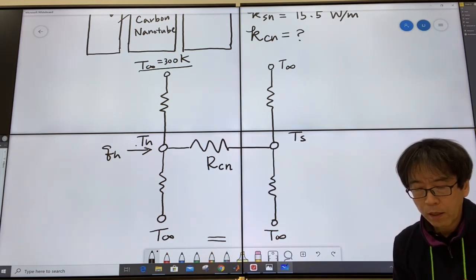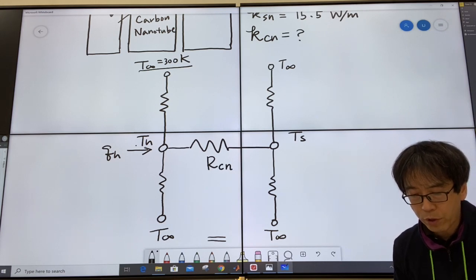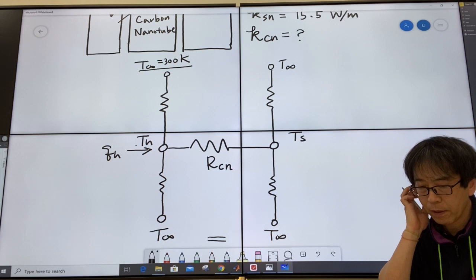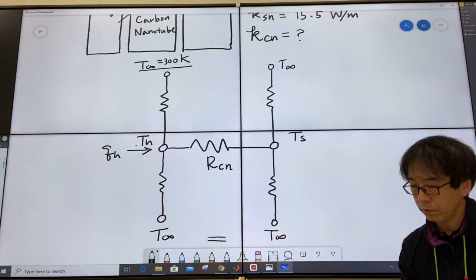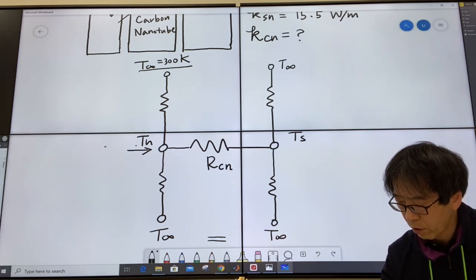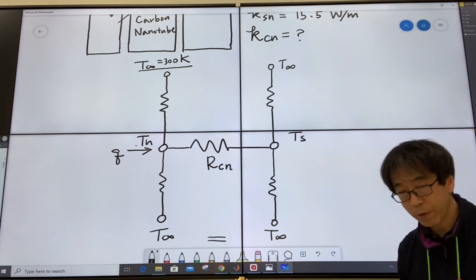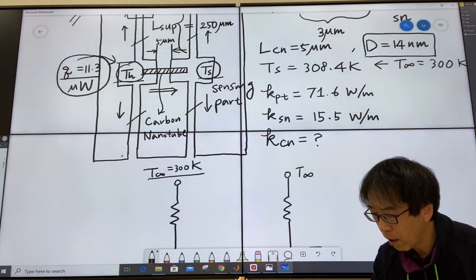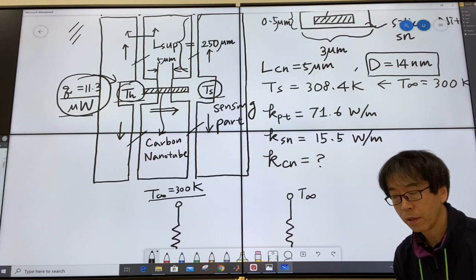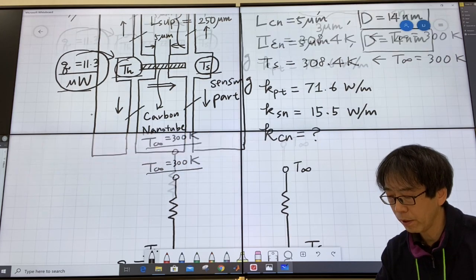Well, half of QH will actually move to the upper side, and the other half will move to the bottom side. Sorry, it's not going to be QH. The heat generated will be Q, sorry. And Q is actually 11.3 microwatts. Micro, 10 to the minus 6 power.